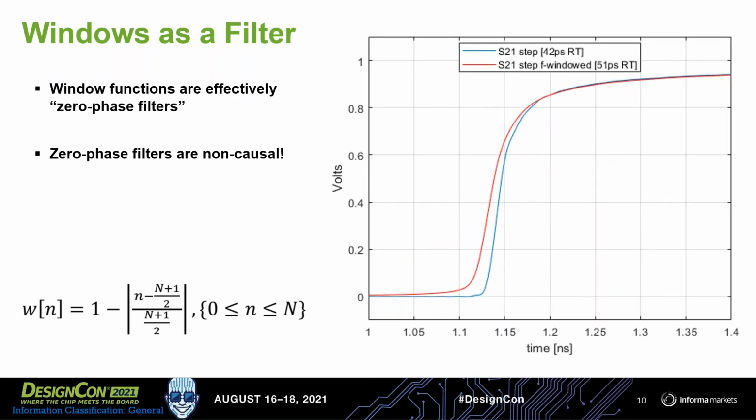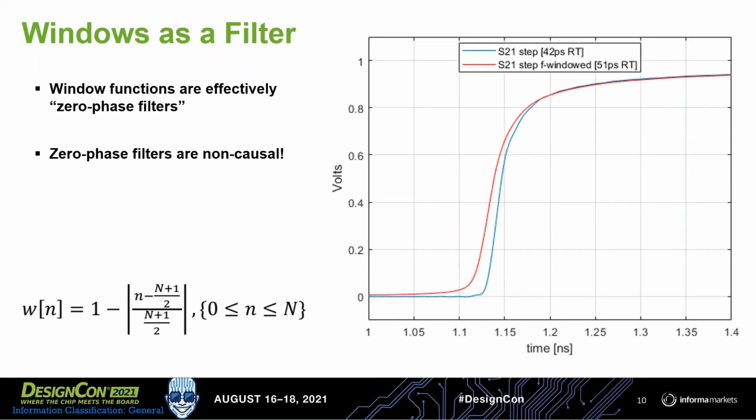So now that we know that we're essentially filtering an S parameter with a window function, we have to say to ourselves, well, what are we actually doing here? And we're using zero phase filters. And they're zero phase because a window is defined entirely as a real function. So it doesn't have phase associated with it, which means it's zero phase. And zero phase filters have the problem that they're immediately non-causal.